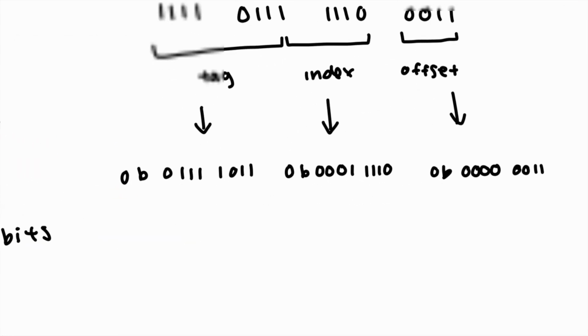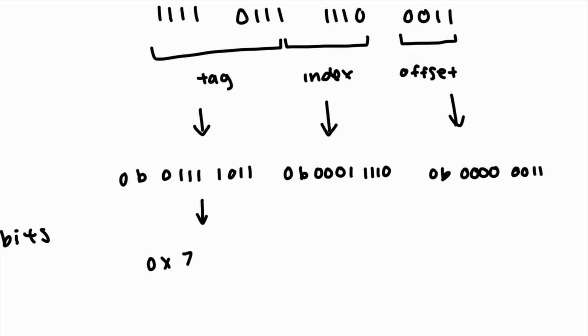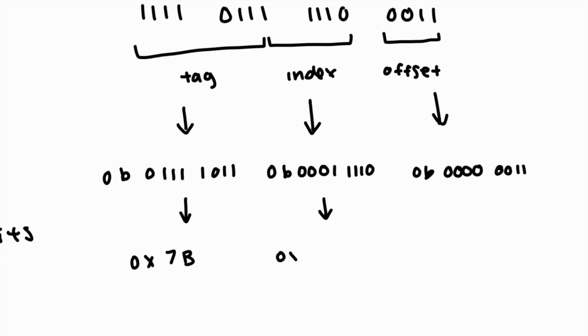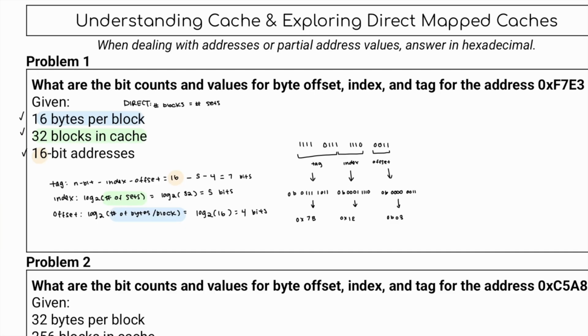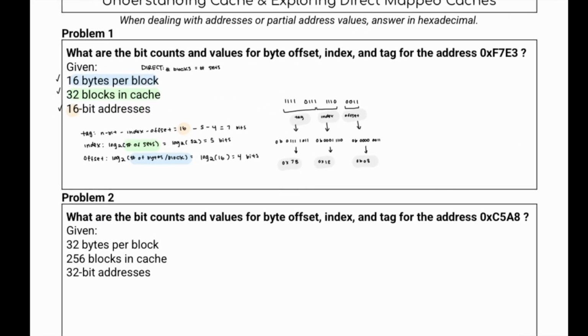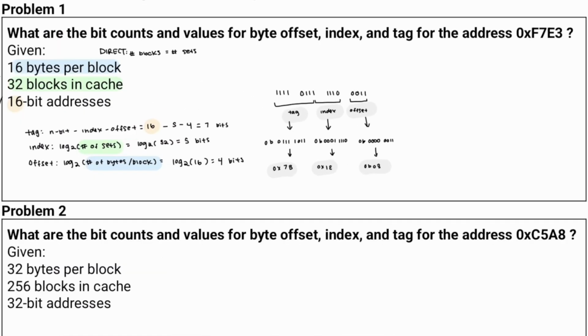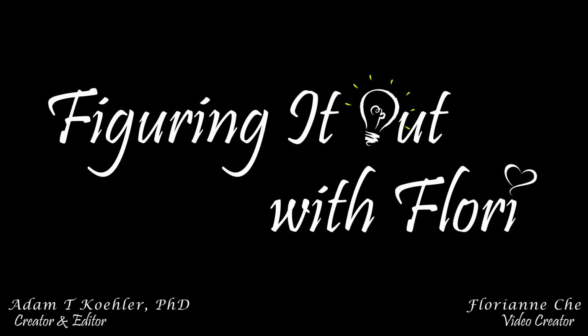Okay, so now we're going to convert this to hexadecimal. The tag will be 0x7b, then we have 0x1e, and then we have 0x03, and these will correspond to the tag, index, and offset. And that's how you will find the tag, index, and offset given an address, and also given this bit of information over here. That should help you get started on the rest of the problems on this sheet. All right, good luck, and thanks for watching.